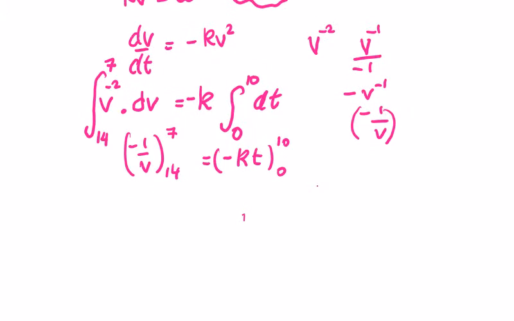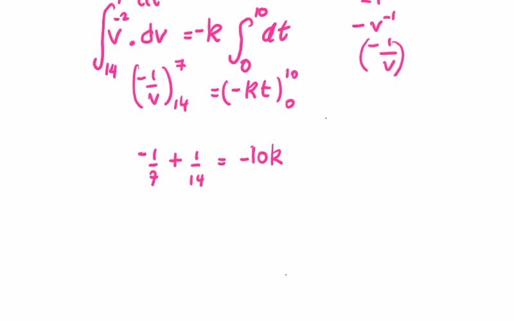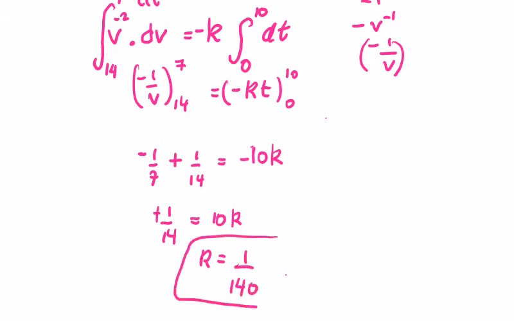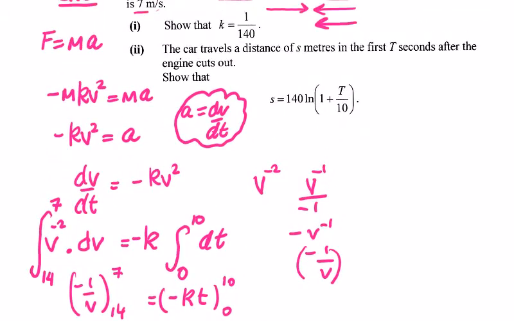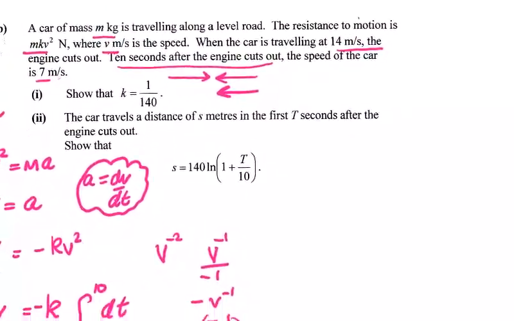So on the left we're going to have minus 1 over 7 minus 1 over 14 is equal to minus 10k. So the left hand side, if they were both over 14, we'd have 1 over 14 minus 2 over 14, so minus 1 over 14. Both sides are now negative, so we can make them positive, is equal to 10k. So k is going to be equal to 1 over 140, we hope, when we look back at the question. k is equal to 1 over 140.